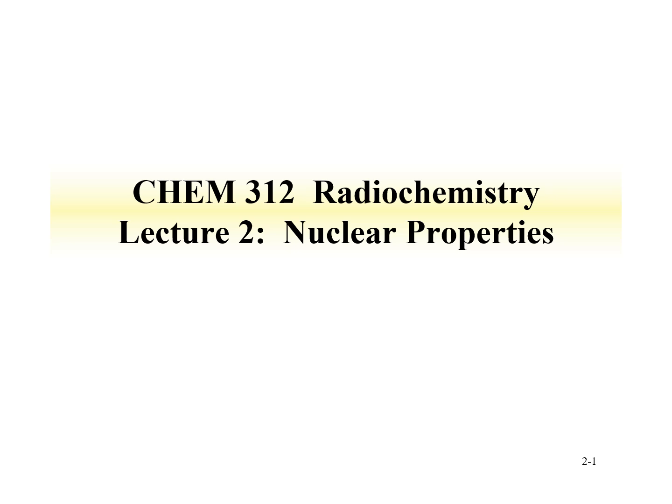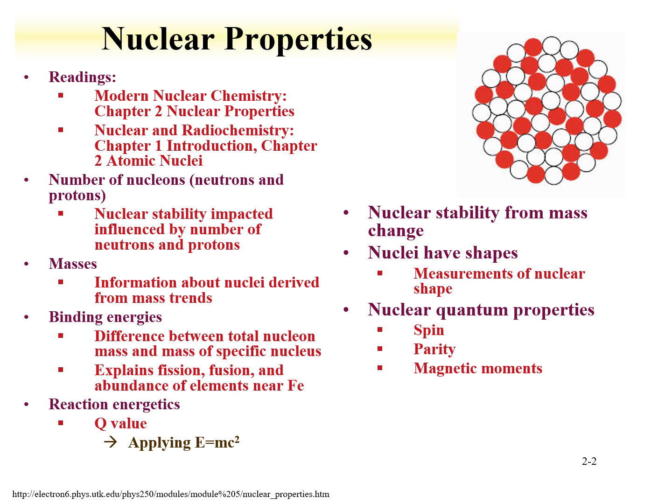Welcome to Lecture 2 for Radiochemistry, Chemistry 312. This is the lecture on nuclear properties. The lecture on nuclear properties covers a broad topic range. The readings for this lecture can be found in Chapter 2 of Modern Nuclear Chemistry, Chapter 1 in Nuclear and Radiochemistry, the introduction, and Chapter 2 in Nuclear and Radiochemistry on atomic nuclei.